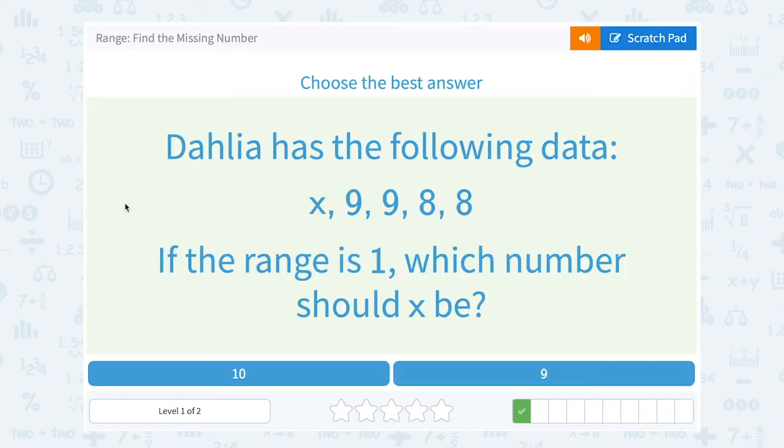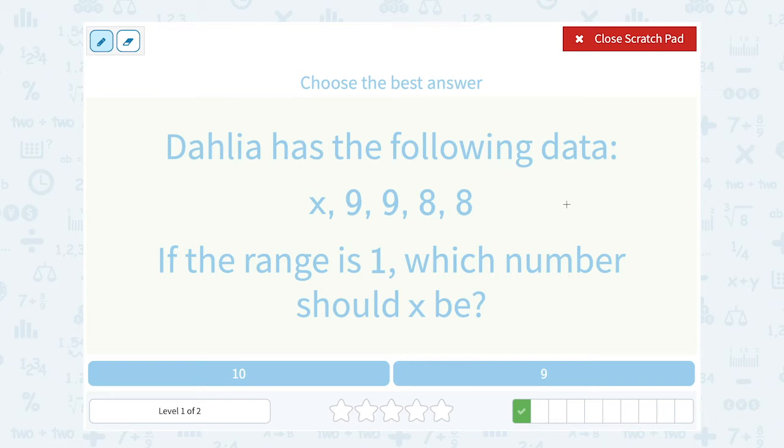Dahlia has the following data: X, 9, 9, 8, 8. If the range is 1, which number should X be? Okay, well, if I put 10 in here, you can see that 10 minus 8 would give us a range of 2. So it's got to be 9, because if I have 3 9s and 2 8s, then I would say 9 minus 8 is going to give me a range of 1.